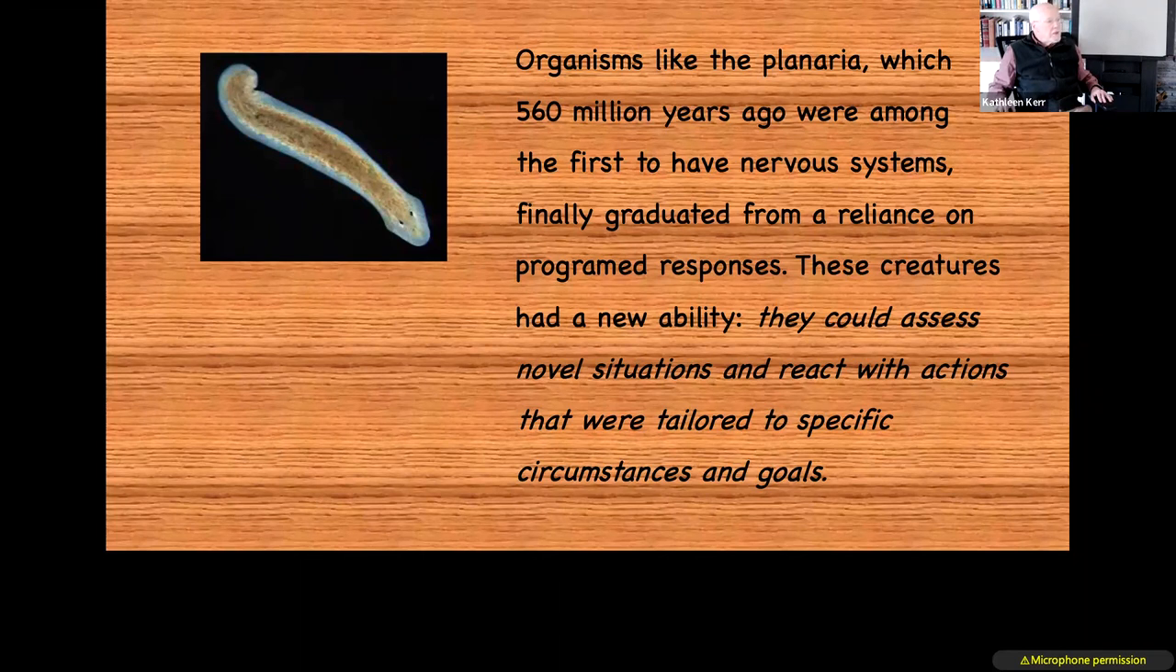And these creatures, planaria, 560 million years ago, with a nervous system, had a new ability. They could assess novel situations and react with actions that were tailored to specific circumstances and goals. And that is quite a boost, just recently, 560 million years.